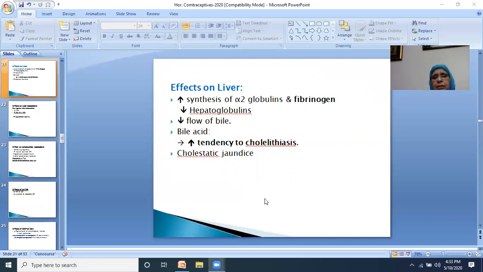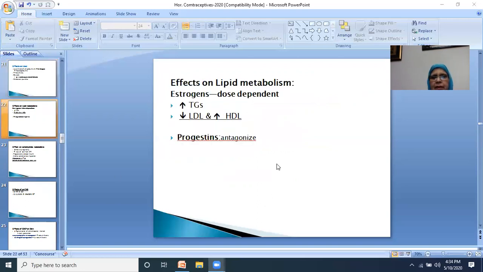Then effects on the liver: alpha-2 globulin synthesis and fibrinogen synthesis are increased. Haptoglobulin synthesis is decreased. There is decreased flow of bile and a change in the constituents of bile acid. Cholic acid is increased and chenodeoxycholic acid is decreased. Due to this, there is an increased tendency to gallstone formation, and cholestatic jaundice may occur with progestin. So these are adverse effects.